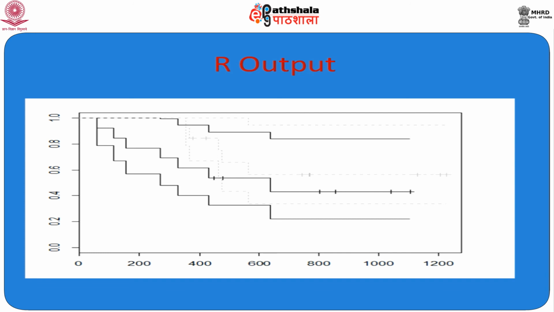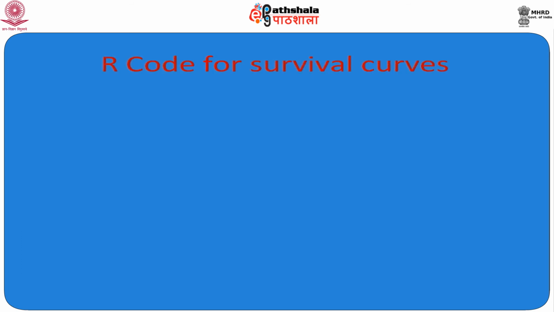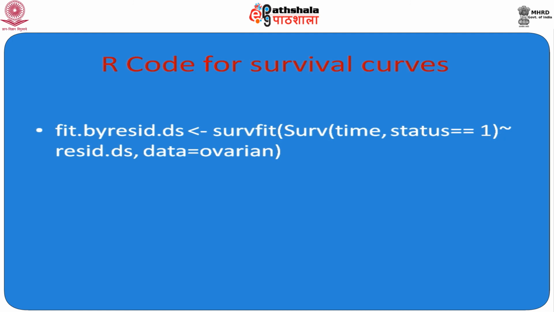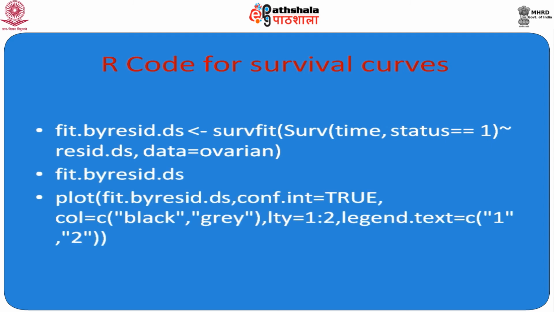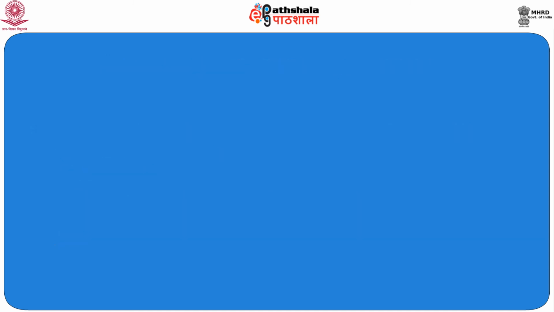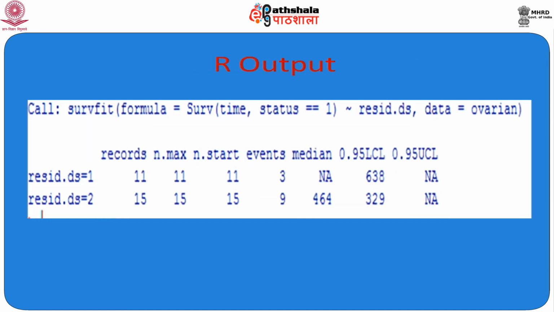So, the second group is having better survival curves in comparison to the first group. That can be inferred from here. Now, we are going for survival curves again with residual dot ds. Then again we put the same plot function and replace fit dot by Rx with fit dot by Rx residual dot ds. Again we put the confidence interval and get the results.